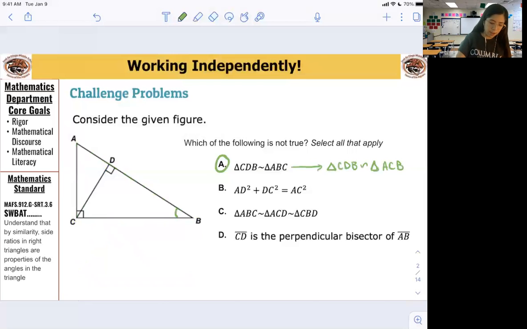B is claiming that AD squared plus DC squared equals AC squared. So they're looking at this triangle right here, which is a right triangle. And they're claiming that, okay, AD squared plus DC squared equals AC squared. What special equation is that? Pythagorean theorem. Good. That is Pythagorean theorem. Is it correct? Why not?